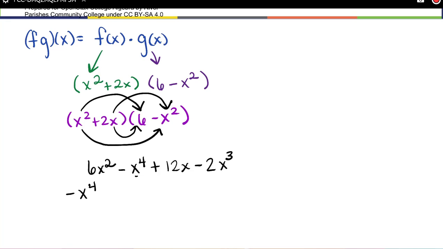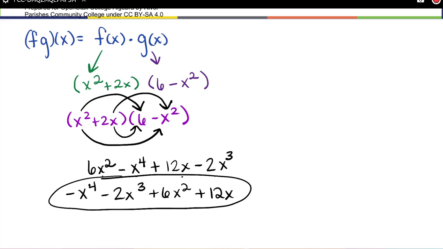I apologize. So now rearranging, negative x to the 4th would come first, followed by negative 2x to the 3rd, followed by 6x squared, and last would be plus 12x. And you can't go any farther than that because they are not like terms.